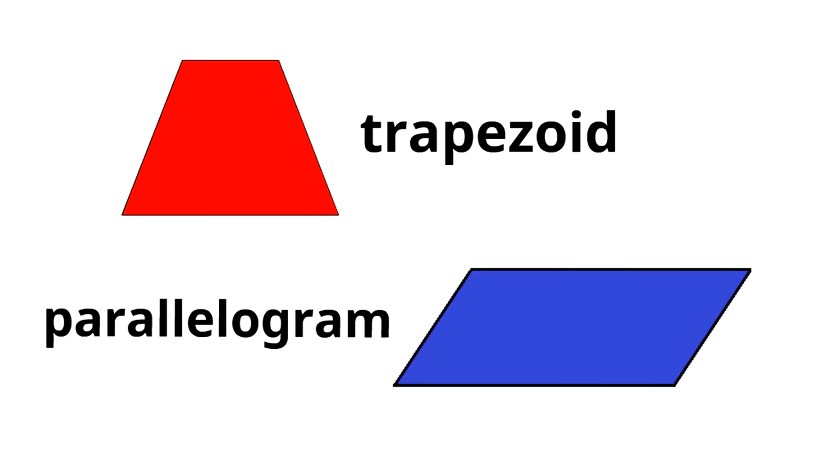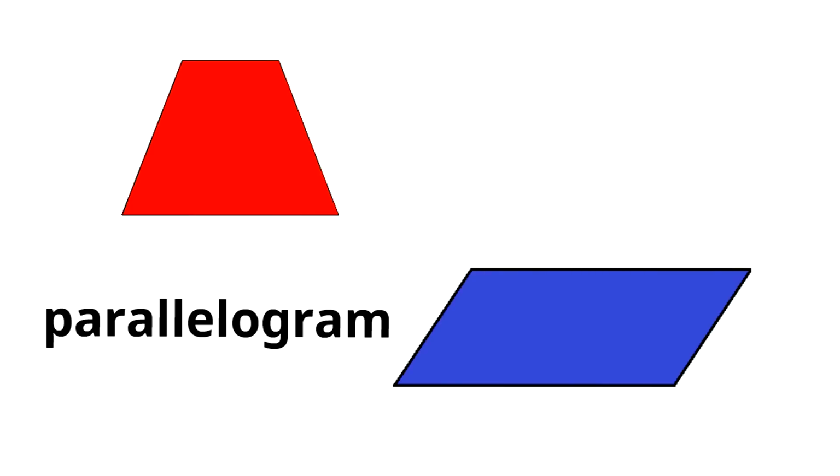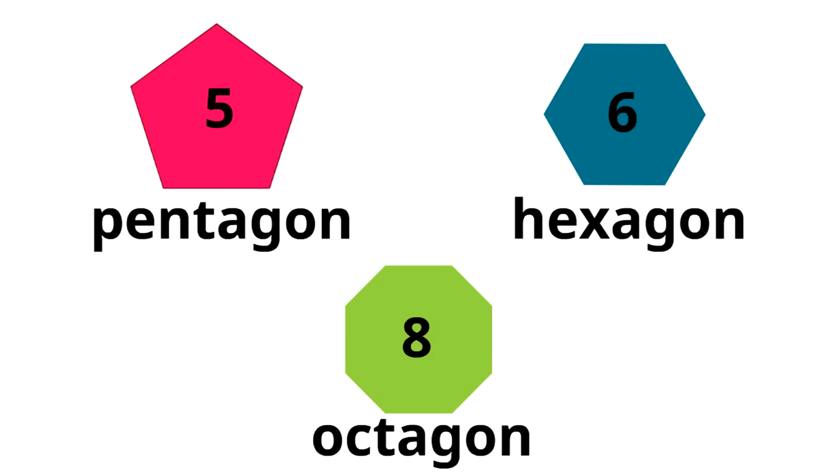The trapezoid, a cool shape with two of the sides being parallel to each other, and the parallelogram, another four-sided shape. Both pairs of sides are parallel to each other. And finally, the pentagon with 5 sides, the hexagon with 6 sides, and the octagon with 8 sides. What awesome shapes!